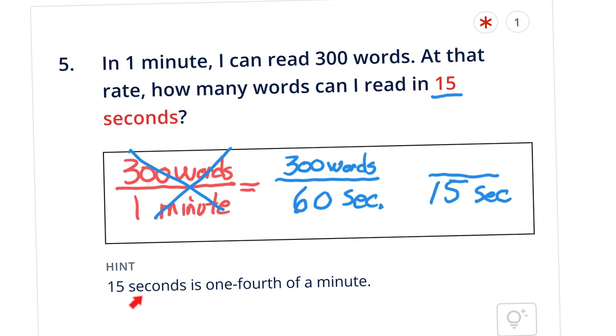And if you use the hint, it says 15 seconds is 1/4 of a minute. So what we're actually doing is we're 1/4ing it. You could say divide by 4, that's the same thing. So we are doing 1/4 of 60, and that is 15, or 60 divided by 4. So if I were to do 300 divided by 4, I should figure out my words. So if I do 300 divided by 4, I do get 75, and that means in 15 seconds, I will be able to read 75 words.